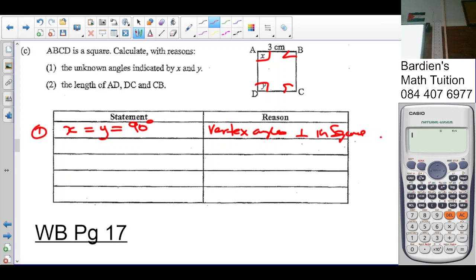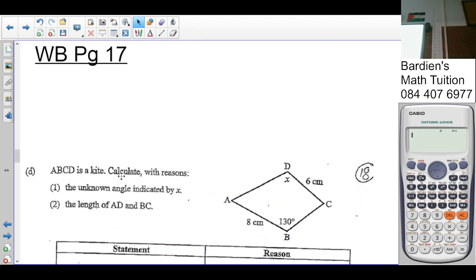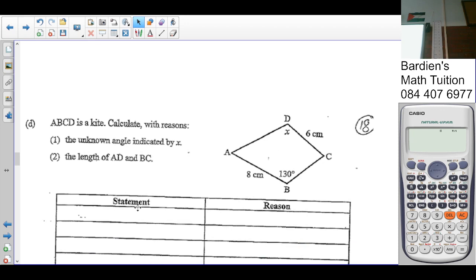So that's number 1. Number 2, so we know that AD is equal to DC, which is equal to CB, which is equal to 3 centimeters. Why? All sides are equal in a square. Okay. Any confusion there? No? I think now we're on the next page, no? Yeah, page 18.